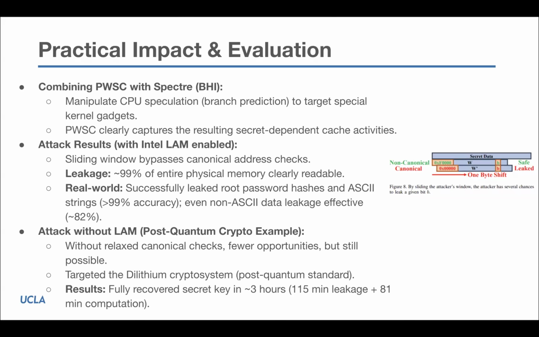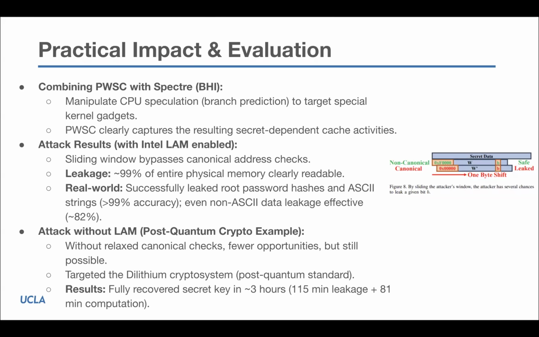When the Intel LAM feature is enabled, the attack gets super powerful. They have this sliding window that can bypass the canonical address check. And the attacker can pretty much leak about 99% of the entire physical memory. They actually showed it working by pulling out the root password hashes and readable ASCII text with over 99% accuracy. And even for more complex non-ASCII data, it still leaks about 82%.